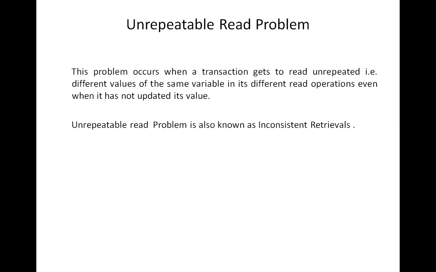Unrepeatable read problem. This problem occurs when a transaction gets to read unrepeated, that is, different values of the same variable in its different read operations, even when it has not updated its value. Unrepeatable read problem is also known as inconsistent read problem.